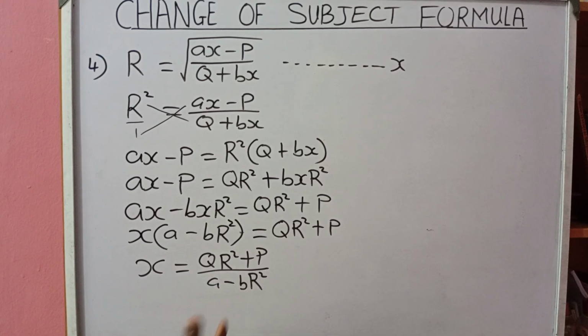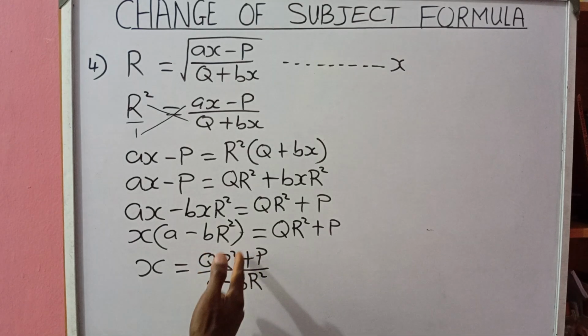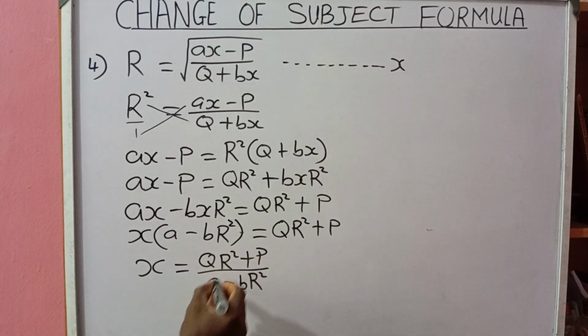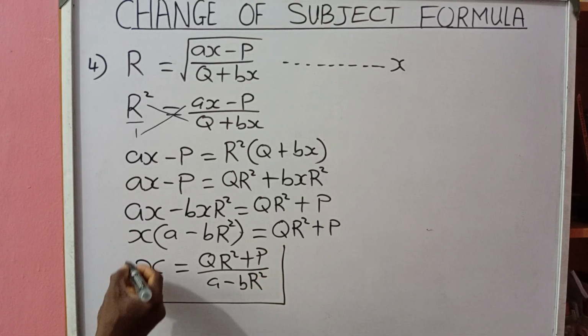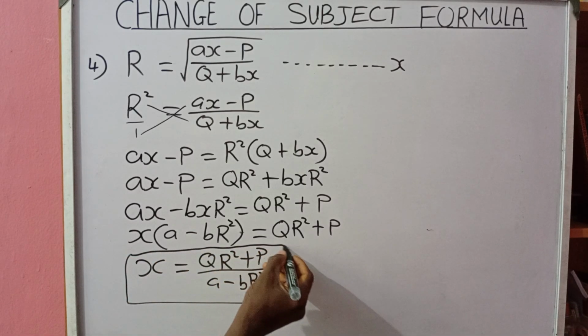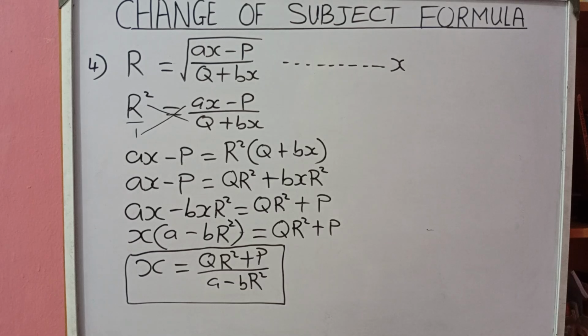There is nothing more you can do. You can't cancel r here. The reason is because you have a plus sign here. Because it is not a product, you can't cancel r squared with r squared. No, you don't do that. All right, so this becomes the final solution to the question. I hope this is quite clear.